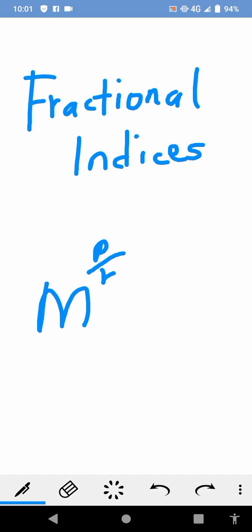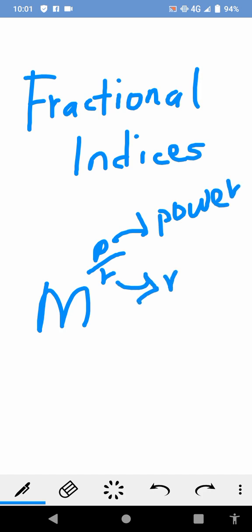How do we understand that? The p here is actually the power, while the number at the bottom, the denominator, is actually the root. So when you see a fraction expressed as a power, the top, that's the numerator, should be seen as the power, and the denominator should be seen as the root.